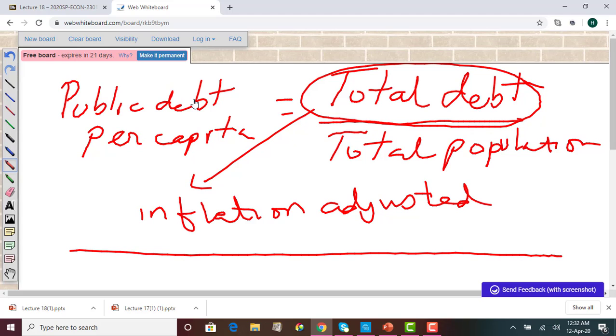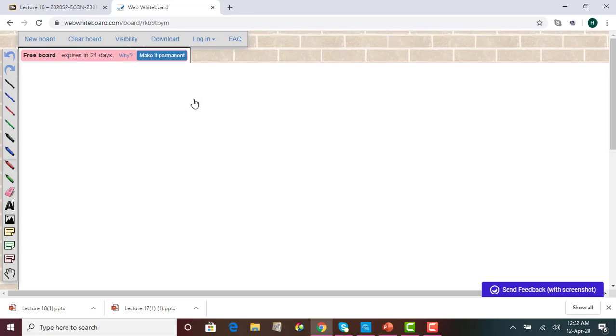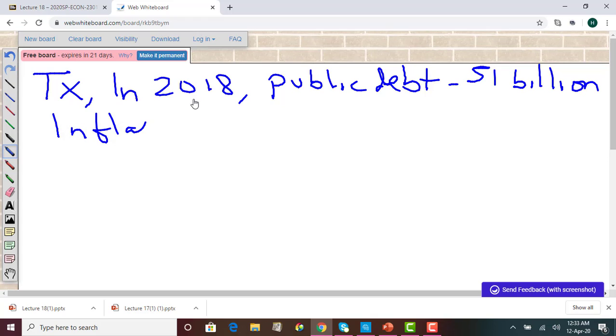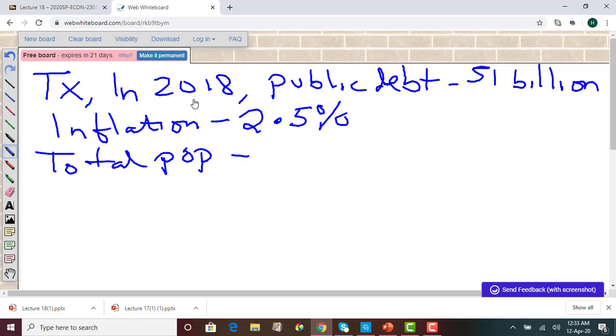Okay, so moving on, we will do an example of this so that it's completely clear to you guys. So let's assume in Texas, let's say in 2018, the total public debt in Texas in 2018 was $51 billion. Okay, let's say that was the total public debt in Texas in 2018. Now in 2018 the inflation was 2.5%. Okay, so we are given this, and then we also know that the total population of Texas in 2018 was 28.7 million. So we are given this information.